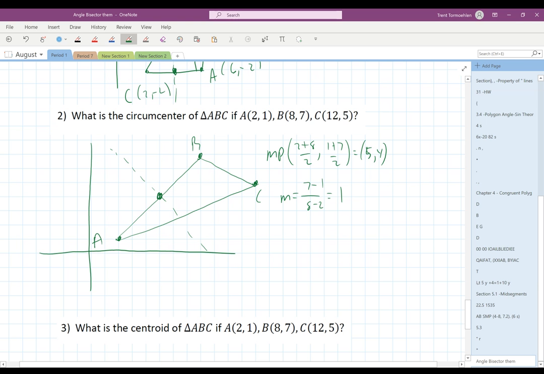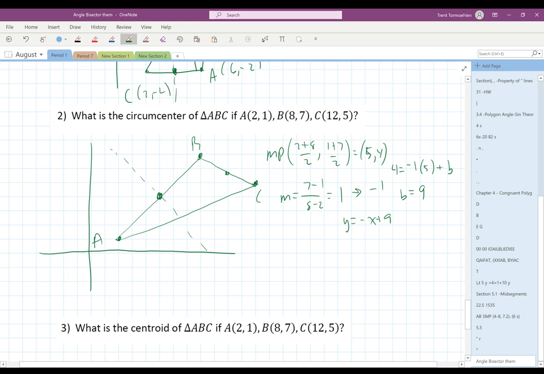The reciprocal of 1 is 1. The negative means you change it from positive to negative. And so we're going to have a slope of -1. So our equation turns out to be 4 = -1 times 5, plus b. Add 5 to both sides and you get b is 9. So the equation for this line is y = -x + 9.